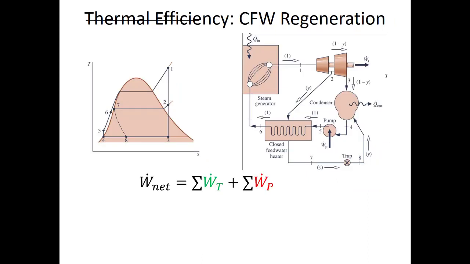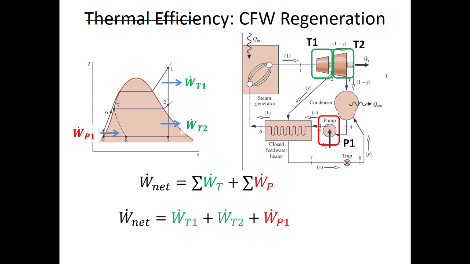Again, our net power, which we need to find thermal efficiency, is going to be the sum of all the turbine powers plus the sum of all the pump powers. Here we've got two turbines. They're both generating power, right? So they're going to give us positive power terms. We've got one pump in this case. It's consuming power, so it's going to give us a negative power term. So here we've got W.T1 plus W.T2 plus W.P1.